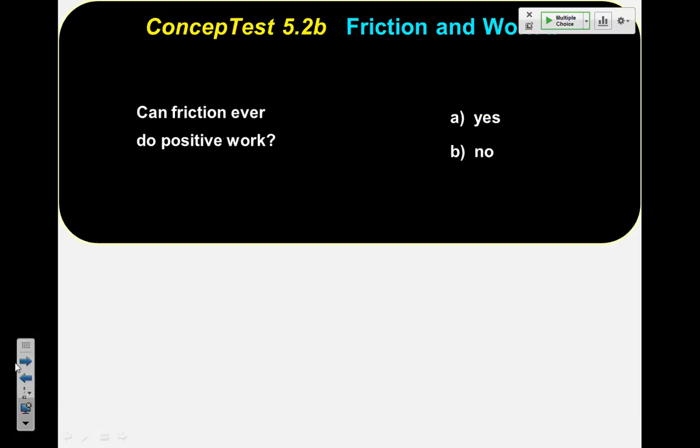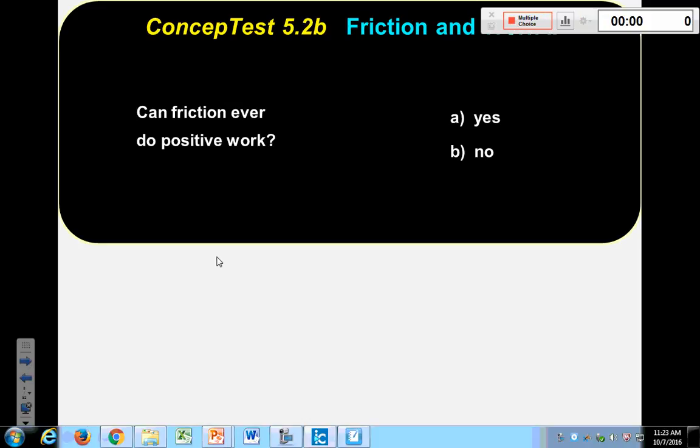Okay, we're going to skip this one. Do y'all have this one actually in your book? You do? Yes. Okay. The answer is yes. You can go ahead and put in yes. It's A. Friction can do positive work. We didn't actually do this last chapter, but there are some cases where you can have friction do positive work.